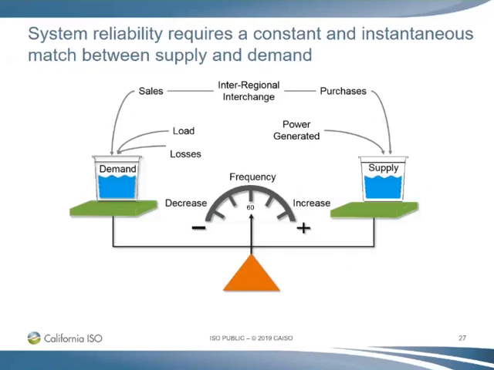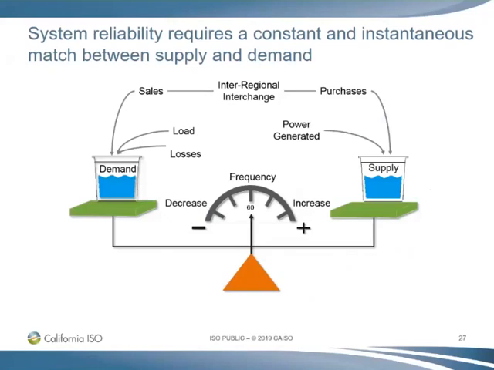Because of its instantaneous nature, the ISO uses technology that takes a pulse of the system every few seconds, and our highly skilled and trained system operators constantly monitor multiple bits of data to be able to instantly react to fluctuating conditions such as weather changes and sudden supply shortfalls or surpluses.